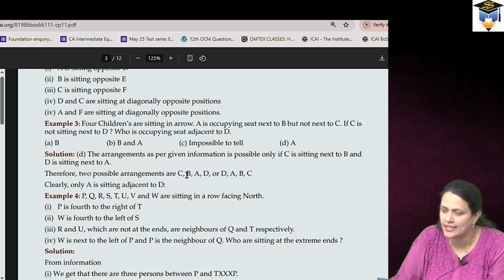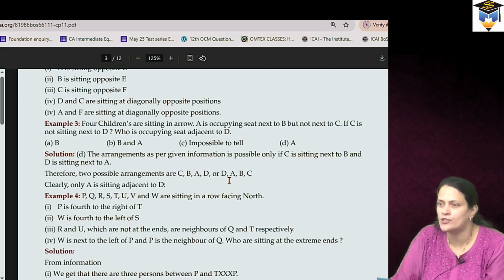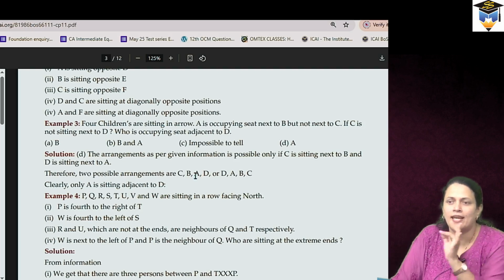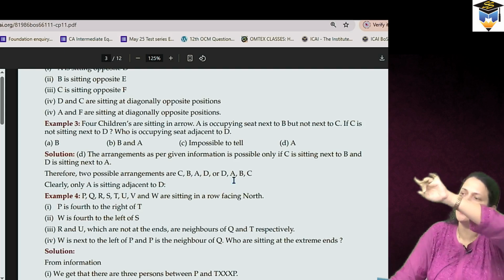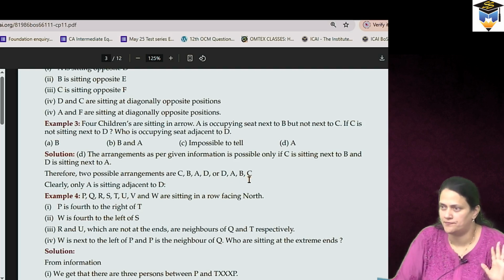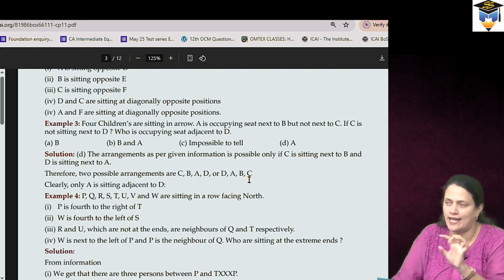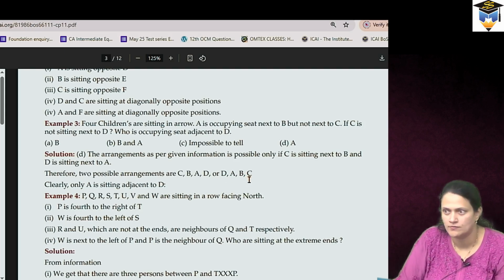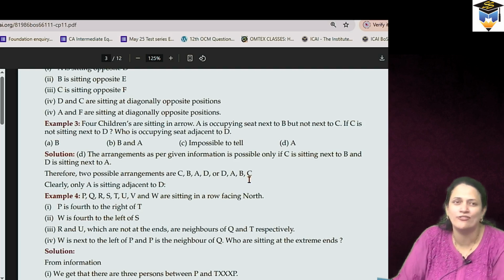So A will be sitting next to B, but C is not next to A. So they have written it like this. If C is not sitting next to D, so C is also not sitting next to D. So this has to be the arrangement C, B, A, D, or another type of arrangement in which C and D can exchange places. So that is D, A, B, C. So first you have to understand how the people are sitting, and then you are going to answer. Okay, such type of questions will be asked. It is very easy.